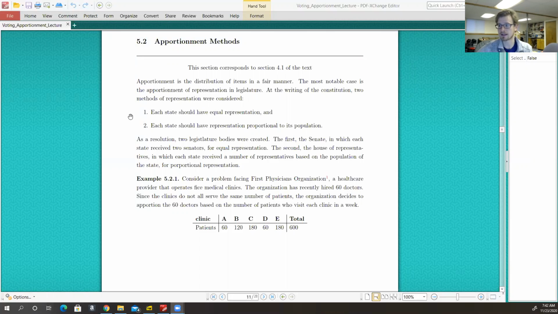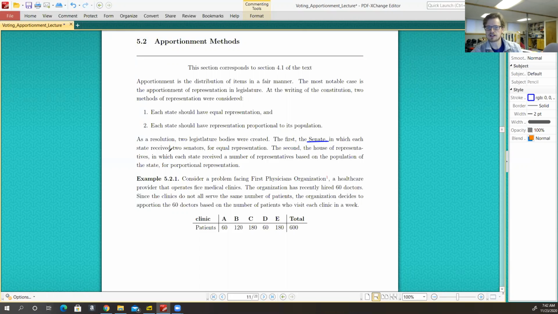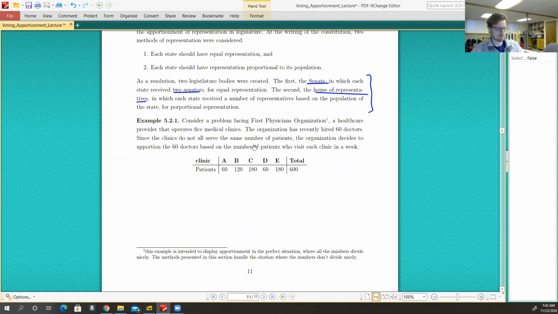To begin, we'll start with some simple representation. I have in our notes the Senate. In the Senate, each state receives 2 senators, and in the House of Representatives, each state receives a number based on the population. Excellent. I may not have remembered off the top of my head, but it was here in our notes. So apportionment methods. Let's take a look at an example.